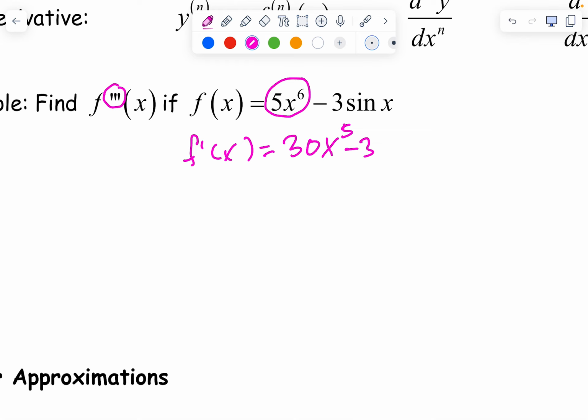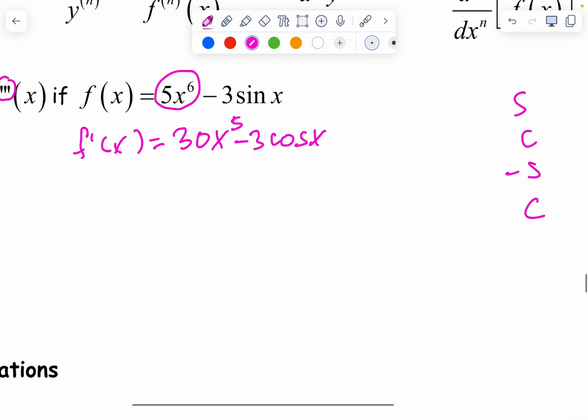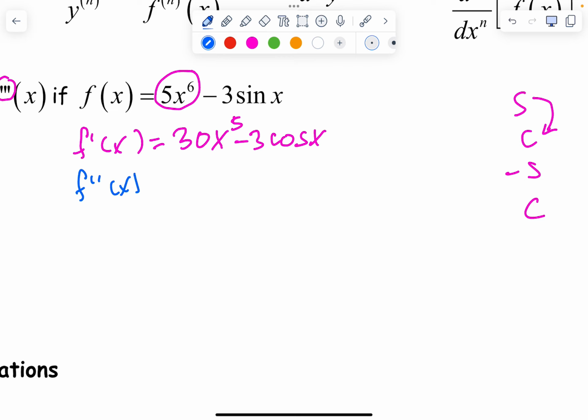And I'm going to leave the minus 3. That could change. Derivative of sine is what? Cosine. Derivative of sine is cosine. Boom. Okay, let's find the next derivative. Double prime. Okay, what about the next piece? 30 times 5 is how many? 150. X to the what? 4. Again, I'm going to put minus 3 for now. What is the derivative of cosine alone? Negative, so make that a positive.